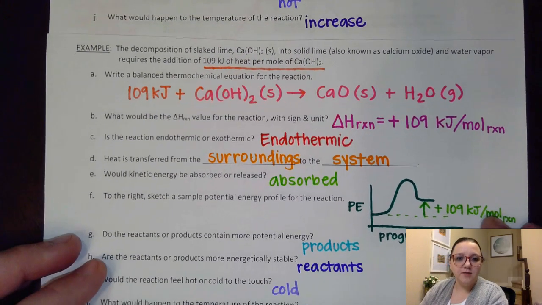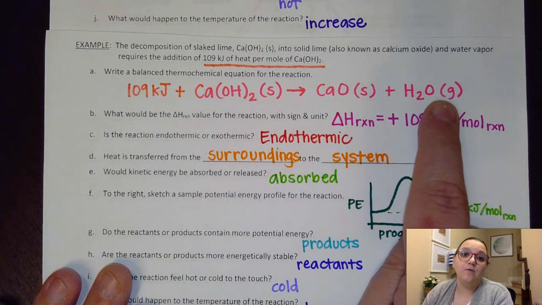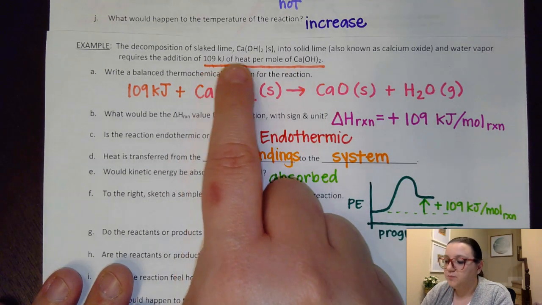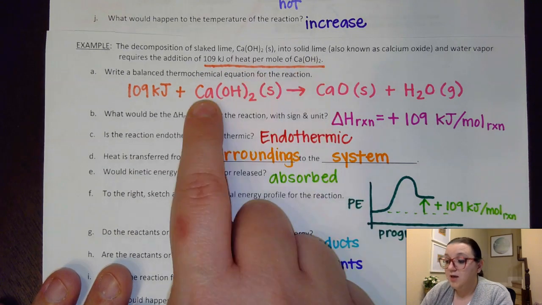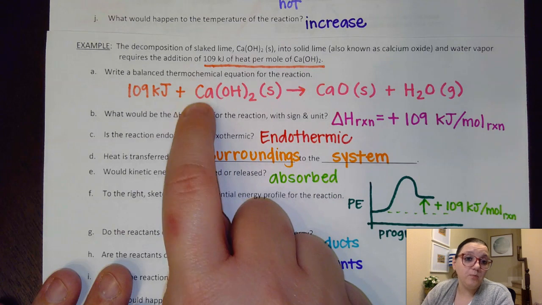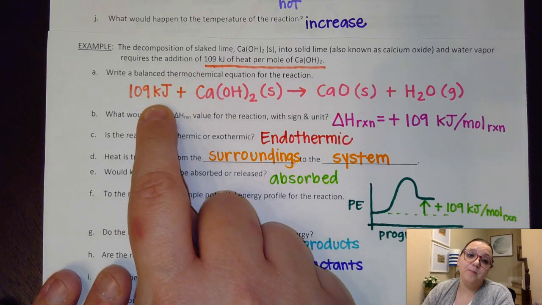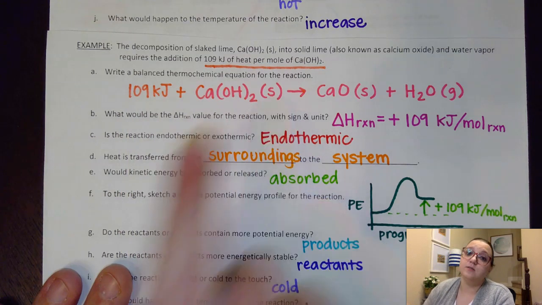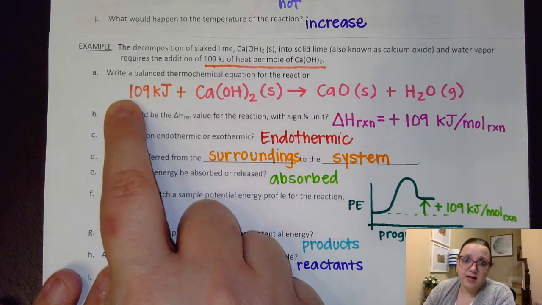So here, conveniently enough, when I wrote my balanced reaction, everything had a coefficient of 1. So when they told us that 109 kilojoules of heat per mole of CaOH2, the good thing is that that was okay to write in my reaction because I only had 1 mole here. It said addition, and so therefore I put my heat as a reactant. Now I did put this at the front. You could have put it behind the CaOH2 as long as it was on the reactant side. It really didn't matter. Since I put it first, again, I didn't put any kind of sign on it.